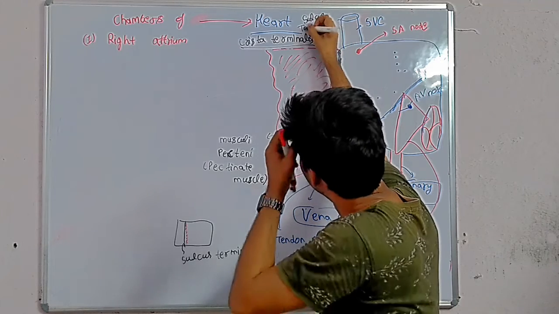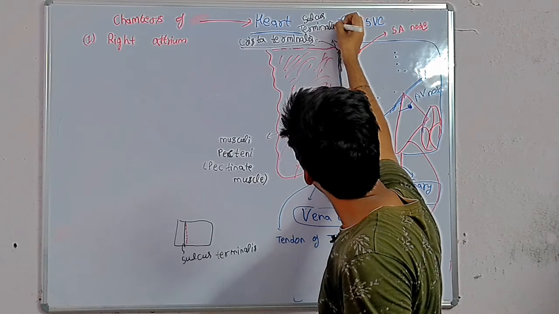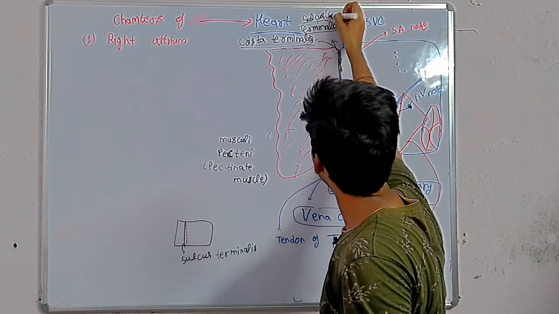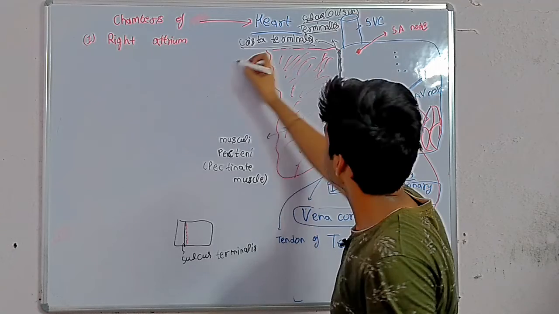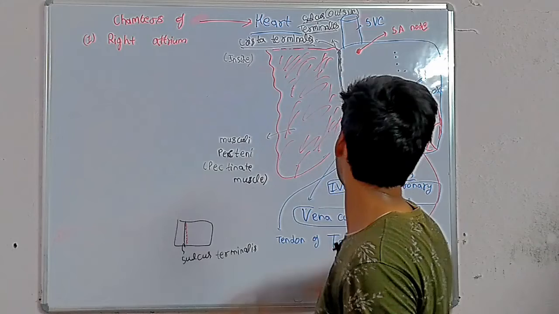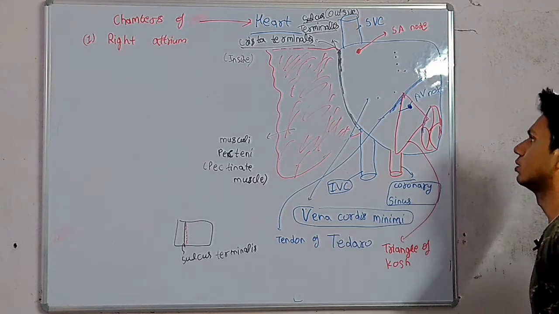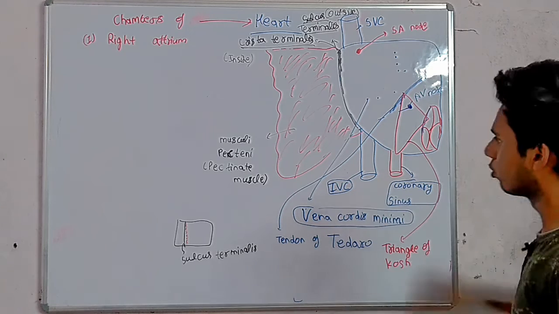Sulcus terminalis is outside; crista terminalis is inside, inside the heart chamber. So these are the basic features of the right atrium. Note this.